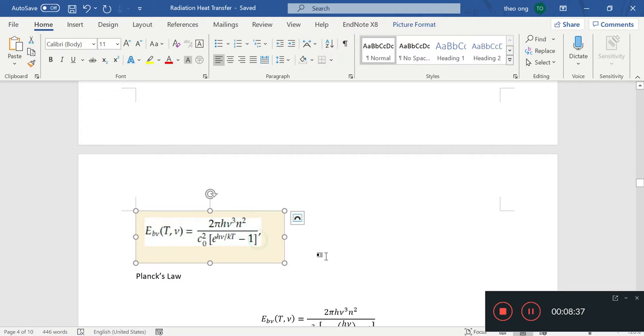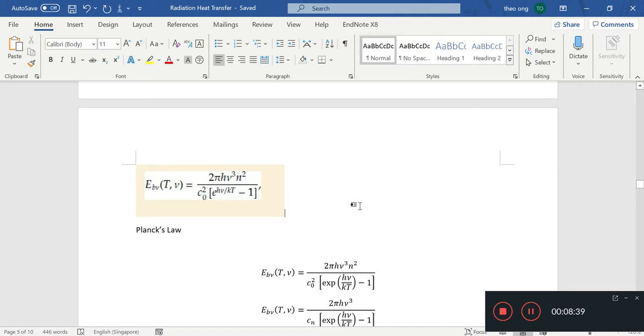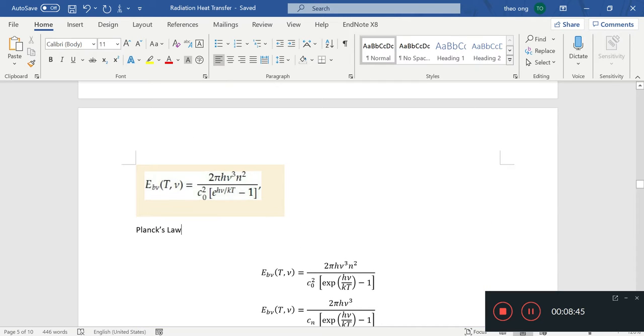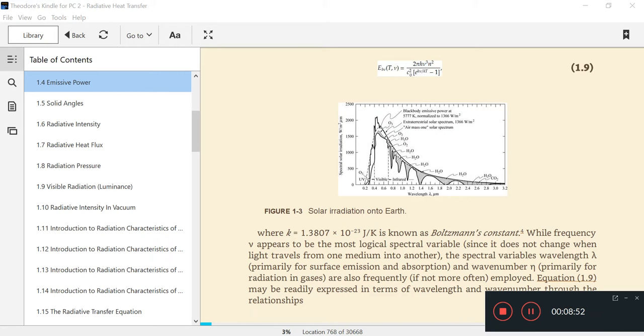So this is the Blackbody spectrum we've copied just now. What are some of the properties of Blackbody radiation? I've written Planck's law here. And what is Planck's law? Planck's law is basically the formula you have been seeing here. So it is called Planck's law.